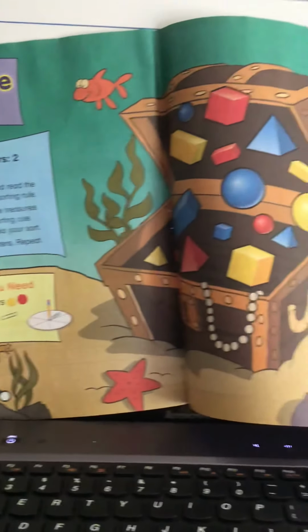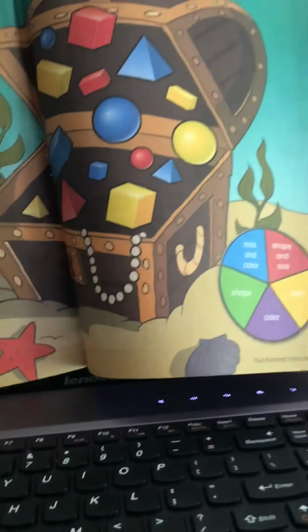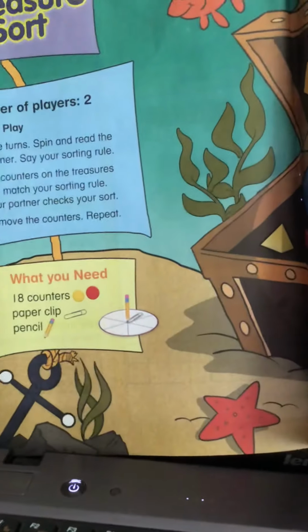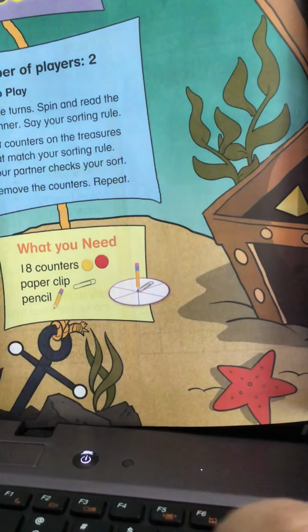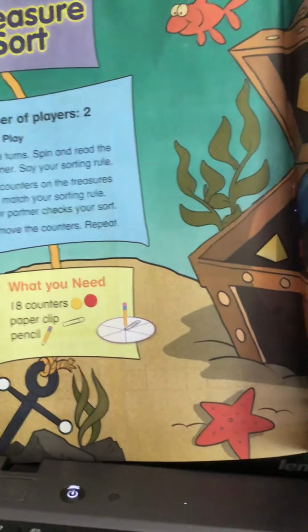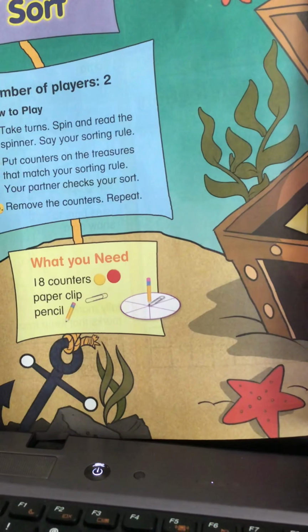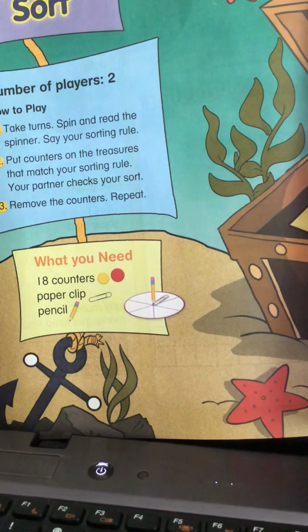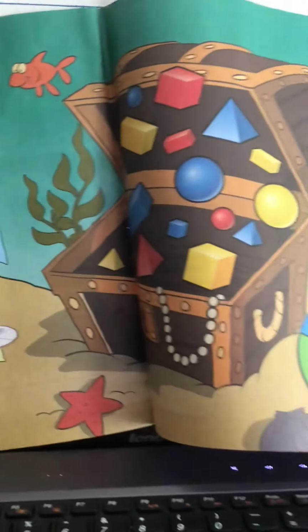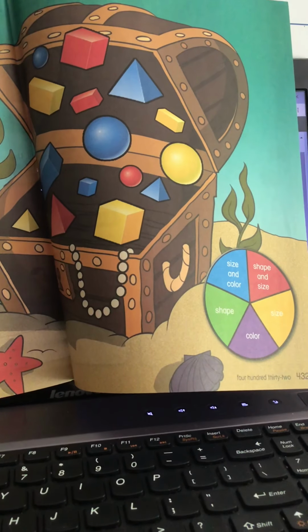Okay, when you flip your paper over, on the back there is a game for you to play. It's Treasure Sort. It tells you to make the spinner. Here's your spinner down here, and it shows you how to do a pencil and a paper clip to make your spinner. It says you need 18 counters. You don't have to have the red and yellow counters. You can use pennies, you can use paper clips, you can use Legos, whatever you have around your house to be counters, and then it will give you the directions on what to do for sorting.